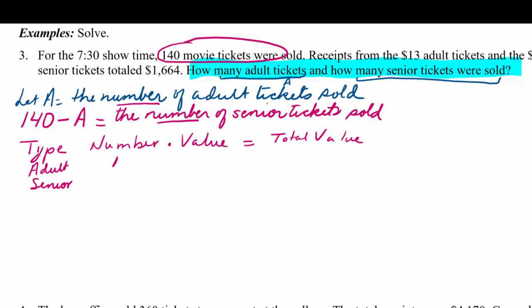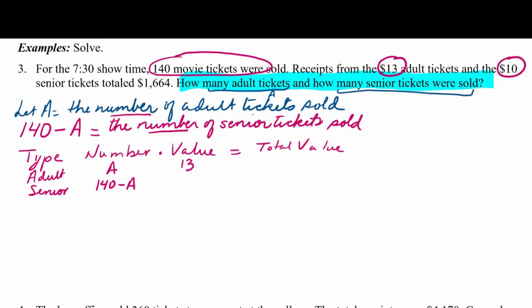So we have A adult tickets, and we have 140 minus A senior tickets. And then what's the value of a single adult ticket? It's $13. So we have 13 for the value of a single adult ticket and 10 for the value of a single senior ticket. And to get the total value, we multiply across. So this is going to be 13A, and this one's going to be 10 times this quantity that we're going to put in a parentheses.